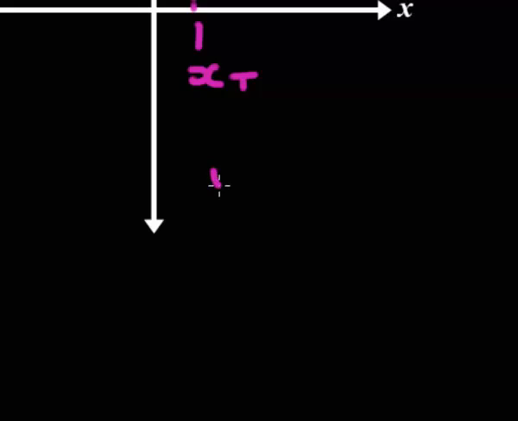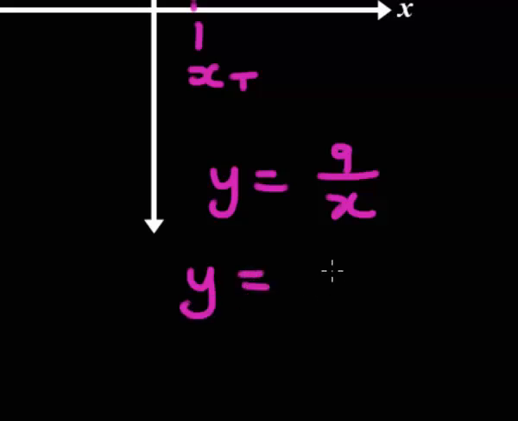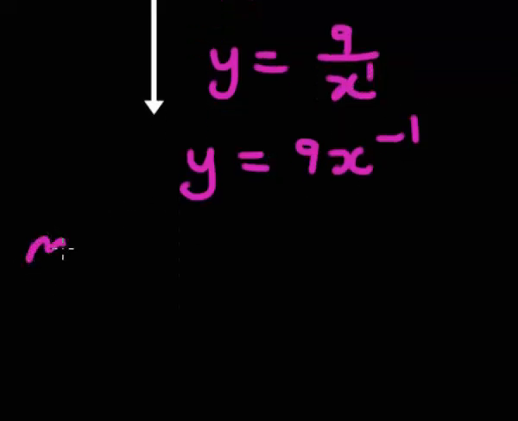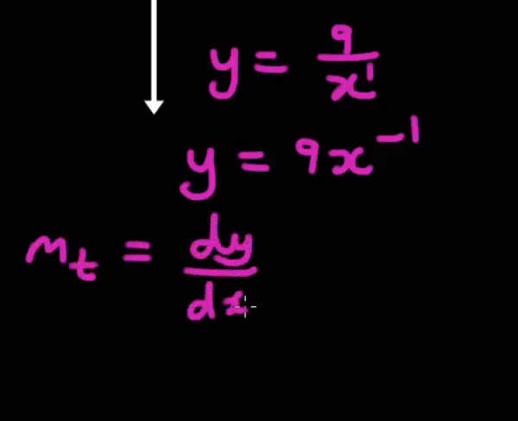What have we got? y is equal to 9 over x. Now remember, with normal calculus, normal derivatives, you bring that x up. So that's x to the 1, so you bring it up. So how do we get the gradient? The gradient of the tangent is dy over dx, which is going to then equal negative 9x to the minus 2 if you subtract 1 from the original exponent there.